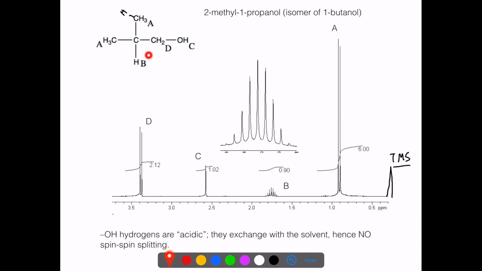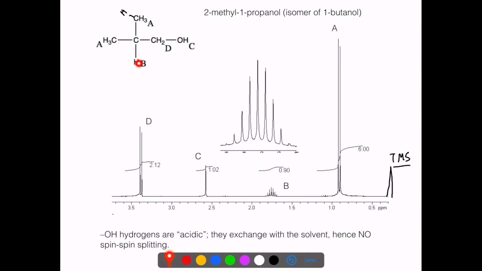Again, it's a second signal. We also get its integration. Notice it's not exactly 1, but it's pretty close, 0.9. Remember, these are all measurements, so a little bit of error there. And then we get the fact that it's a tertiary group, so there's 1, 2, 3 of those. Those occur a little bit further downfield, and so that's about right for a tertiary hydrogen. And then we get our spin-spin splitting.